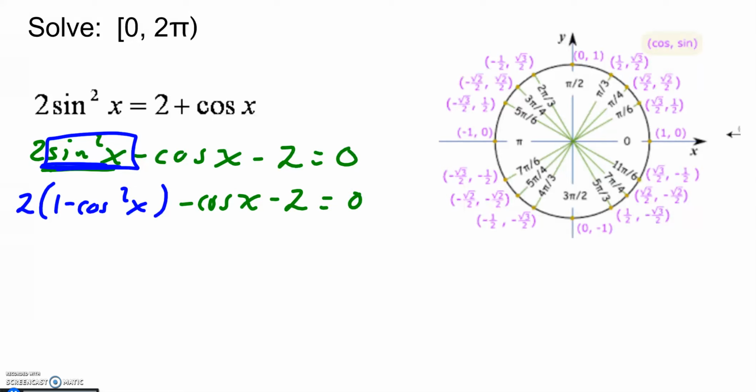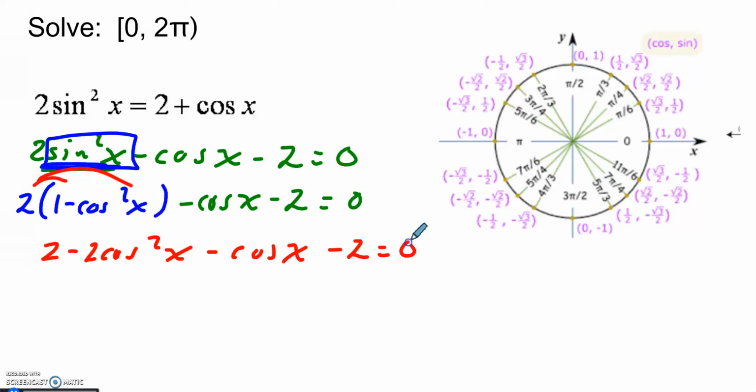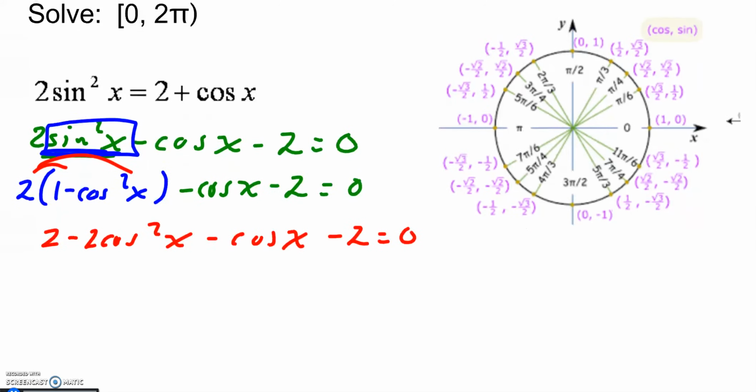So let me distribute and keep simplifying this. This becomes 2 minus 2 cosine squared x minus cosine x minus 2 equals 0. Let's see if that helped. Well, this is nice. The positive 2 and the negative 2 cross out. So I'm left with negative 2 cosine squared x minus cosine x equals 0.